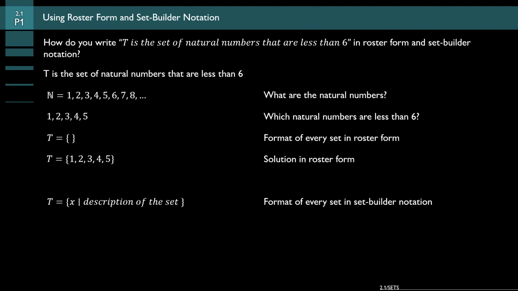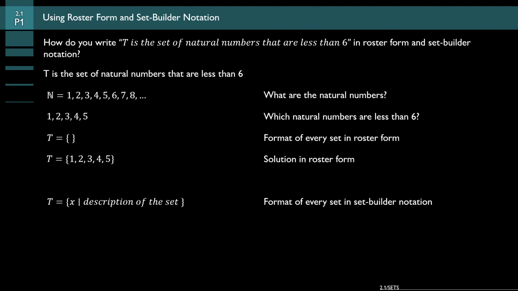Then what you're going to do is you're going to put in the letter X, and X is going to be your variable. Then there's going to be a vertical line every single time. So whenever you're doing set builder notation, name of the set equals open brace X, or whatever variable they give you, vertical line. And then you're going to write out a description of the set and a closed brace.